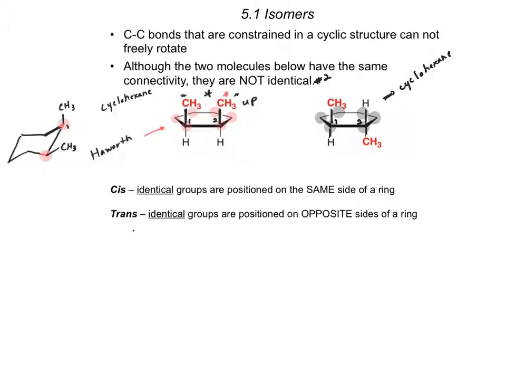So are these constitutional isomers? So we have the same chemical formula, right? Do we have the same connectivity of atoms, though? Do we have a methyl attached to carbon 1 and a hydrogen attached to carbon 1 on both of them? Yes, right? Do we have a methyl attached to carbon 2, a hydrogen attached to carbon 2 on both of them? Right, these are not constitutional isomers, but they are not the same compound, okay?